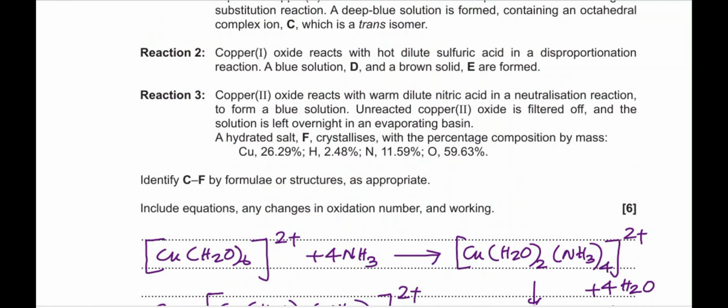Reaction 2. Copper 1 oxide reacts with hot dilute sulfuric acid in a disproportionation reaction. A blue solution D and a brown solid E are formed. So here we need to write the equation, identify the compounds D and E, and also show why it's a disproportionation reaction by demonstrating the changes in the oxidation number.